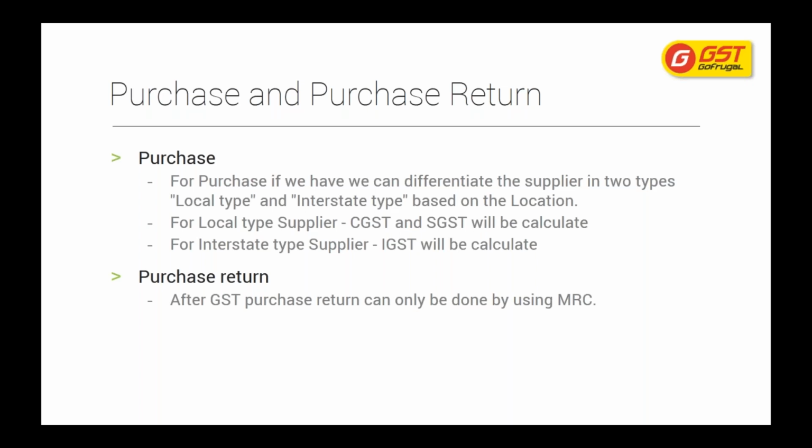For those local type suppliers, if we map the GST, it will split into SGST and CGST. And for the interstate suppliers, it is like we are in Tamil Nadu and we are getting goods from a supplier who is in Delhi or Mumbai or a different state. That is called an interstate type supplier. For the interstate purchase entry, the GST will be split into IGST only. Let us see a demo for the purchase entry.